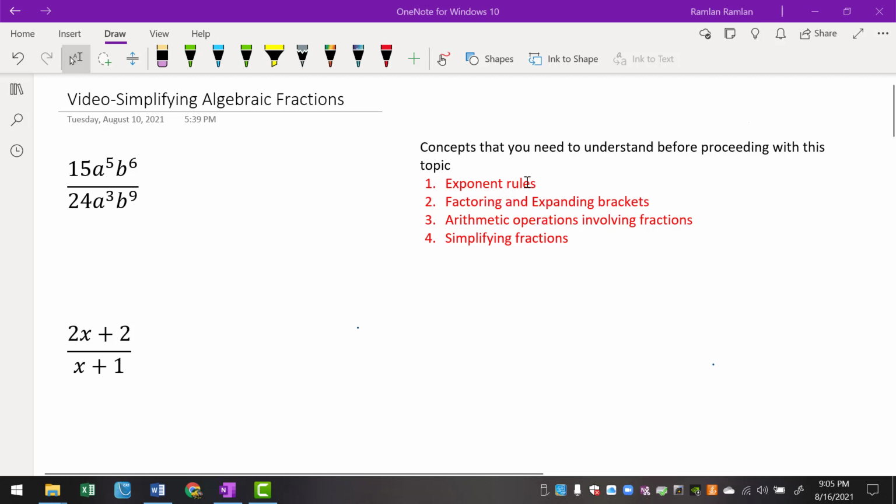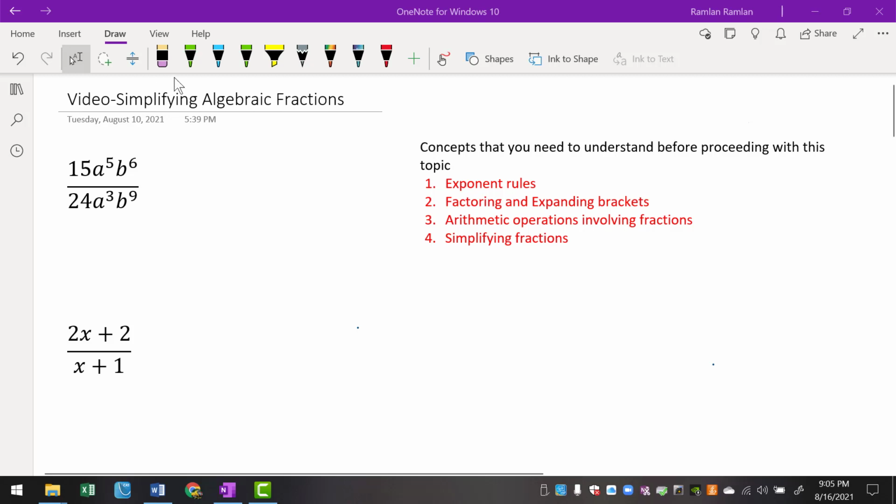These are the four things that you need to understand. The first one is exponent rules, the second one is factoring and expanding brackets in algebra, then arithmetic operations involving fractions, and the last one is simplifying fractions. These four are the things that you need to master before you go to this topic. Okay, I'm going to jump into the examples here and how to simplify algebraic fractions.